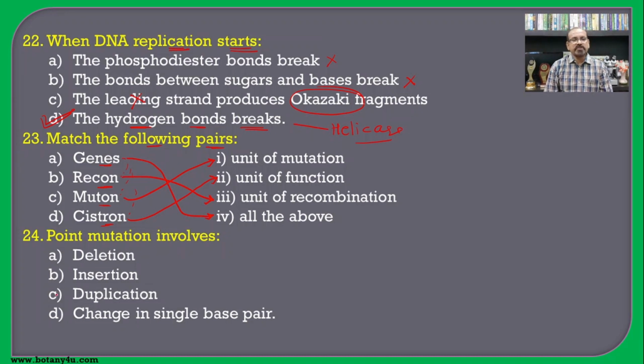And hence here the gene is all of the above, that is, it is a unit of mutation, function, and recombination. Then point mutation: whenever we are talking about point mutation, it is related to the change in a single nitrogen base in the DNA molecule. So the change in a single nitrogen base pair is known as point mutation, and hence it is the correct answer.